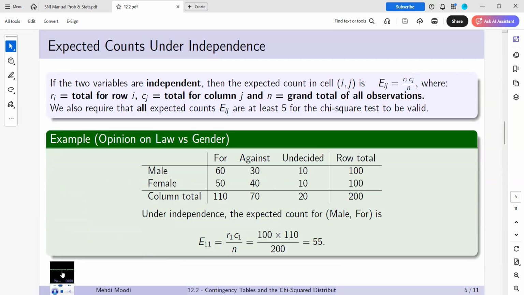The idea is simple. If the variables are really independent, the expected count must be such that the probability of male and 4 is equal to the probability of male times the probability of 4, which is the basic definition of independence for events. For the chi-square test to be valid, all expected counts must be at least 5. If your expected counts are tiny, the chi-square test starts to complain.